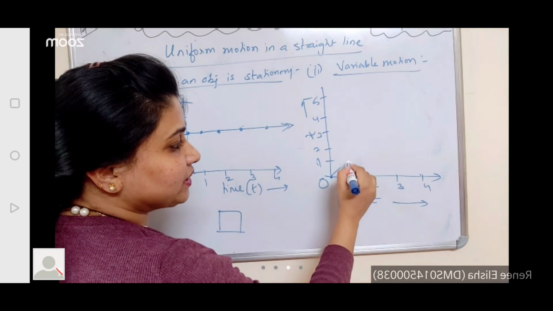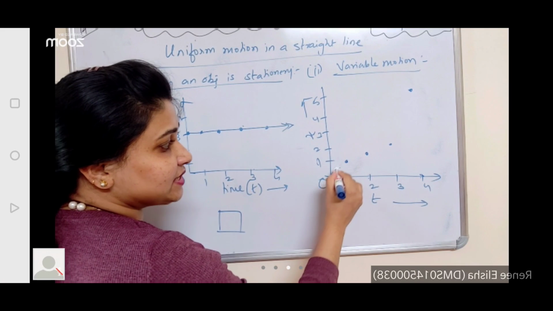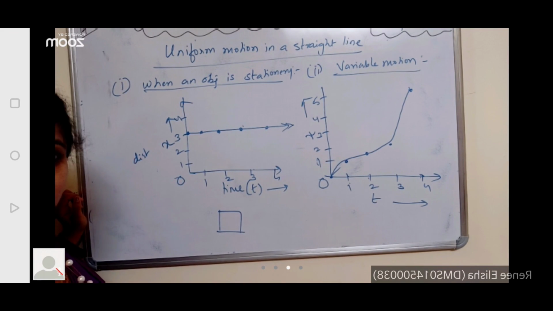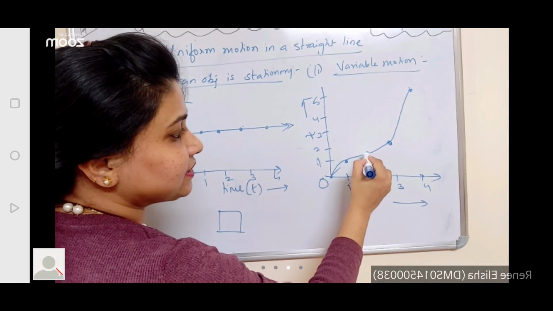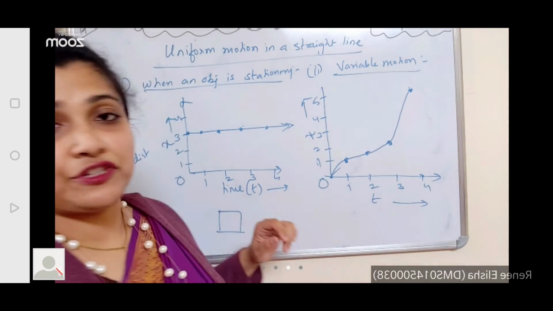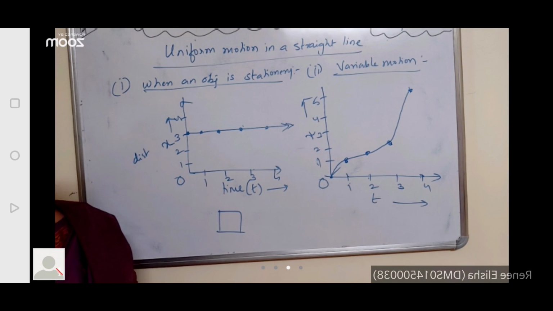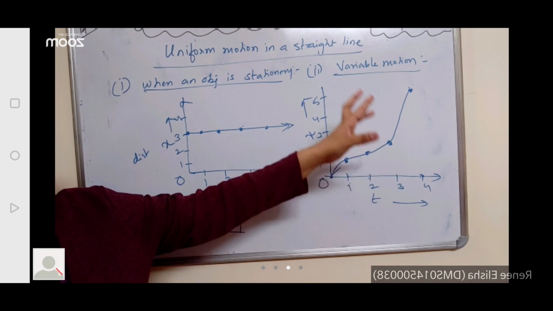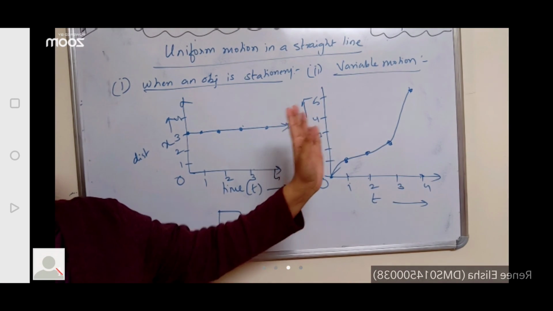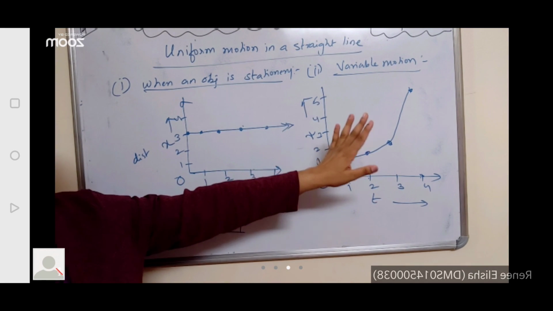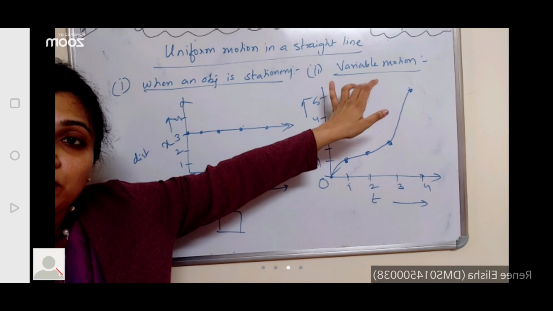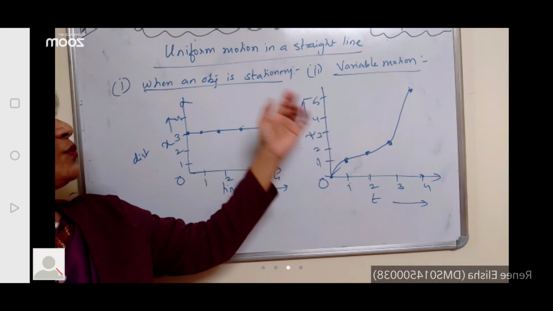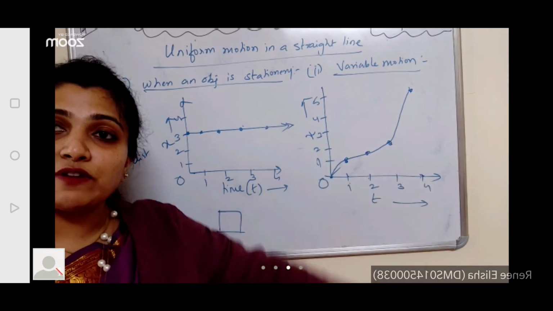So if I'm going 1 second, 1 meter, this can be variable motion. Yes? So this is the graph which you get for variable motion. In a variable motion, the object will cover unequal distances in equal intervals of time. So the position-time graph of varying motion will never be a straight line. So whenever you have a variable motion, you will never get a straight line. These are the two graphs when an object is stationary and when the object is in variable motion.